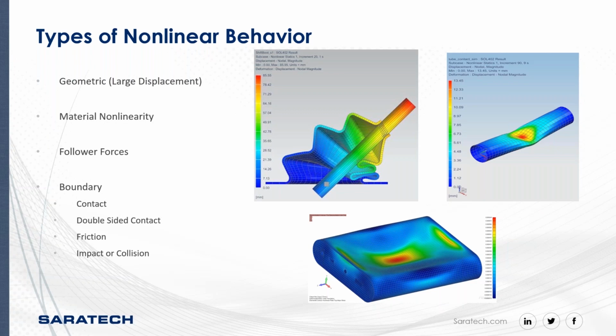So here are some types of nonlinear behavior. You have geometric nonlinearity, so you have large displacements. You have material nonlinearity, so the material itself is yielding. Or you have follower forces. By default, in a linear solution, the force always follows the same direction. But if you want to follow the load path or the direction of the structure, you can apply these follower forces. And then some other nonlinear behaviors are changes in boundary conditions.